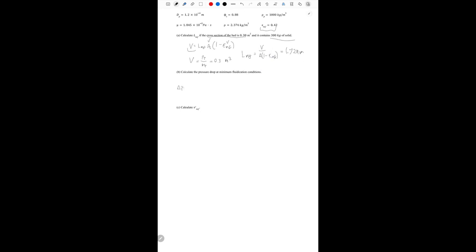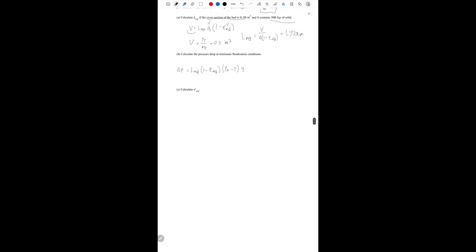This is pretty simple. We're just going to use this equation. The pressure drop is equal to the minimum fluidization height times 1 minus the minimum fluidization porosity times the density of the particle minus the density of the fluid times gravity. Once you calculate that, you'll get 9.78 times 10 to the third pascals.